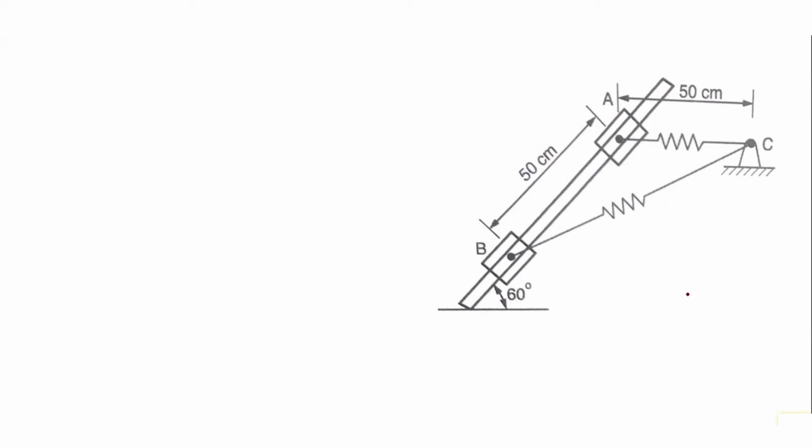While calculating the work done by the spring, we need the values of the length of the spring. So let us first find out the length of the spring at these particular positions. We are given directly in the question that this length is 50 centimeter. Also this length is given to us as 50 centimeter.